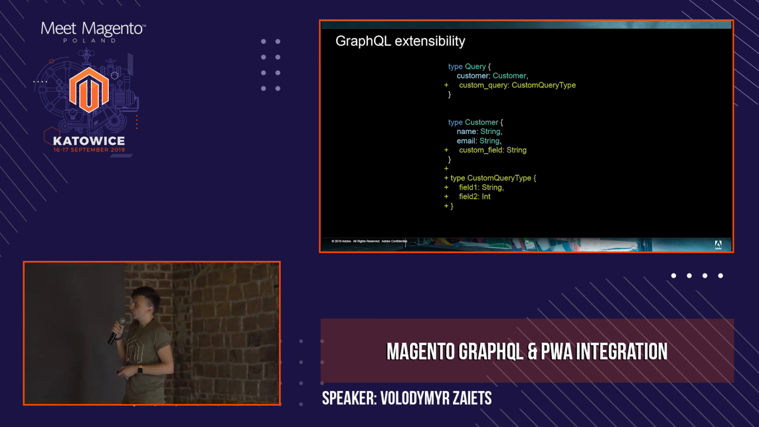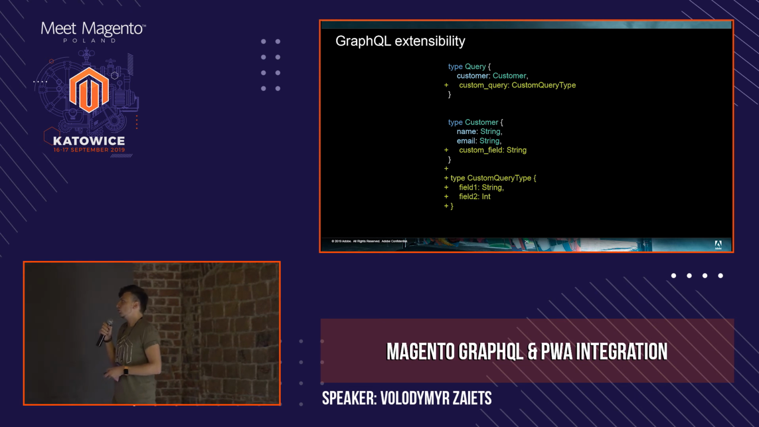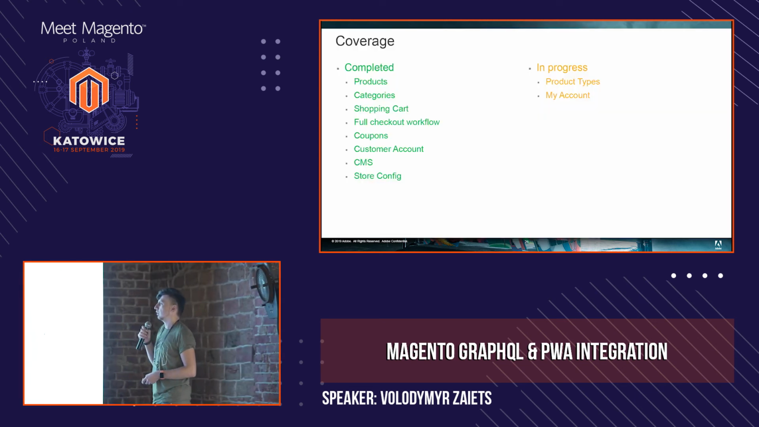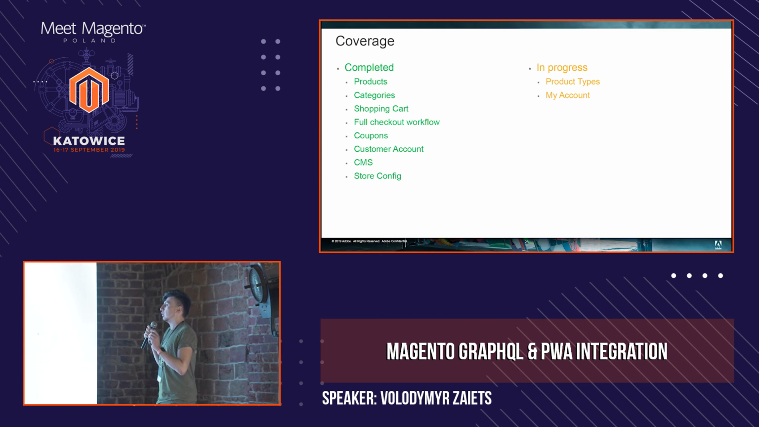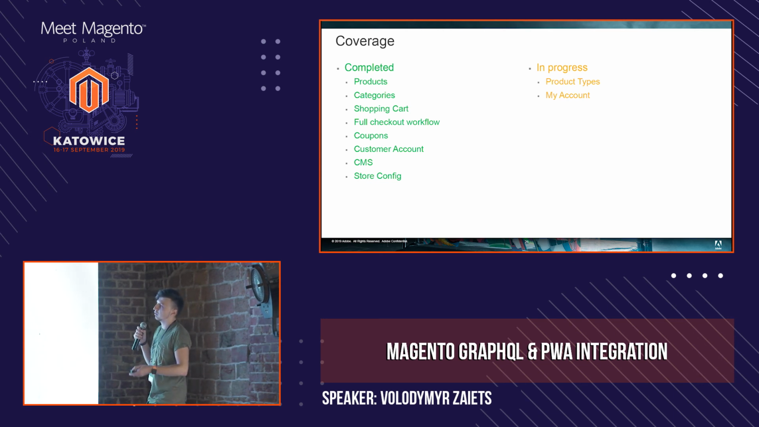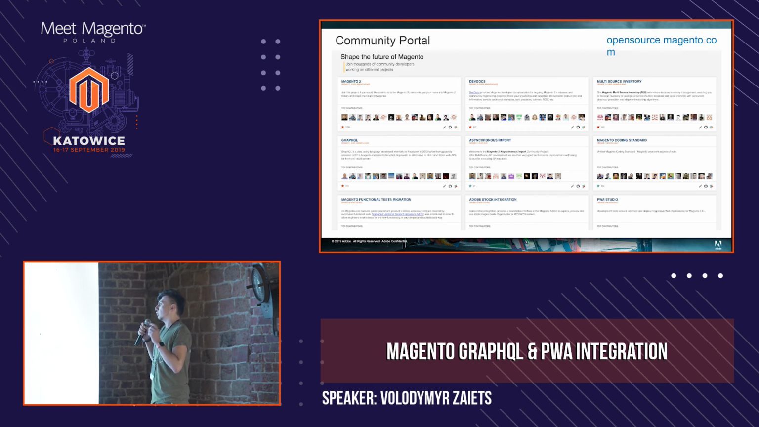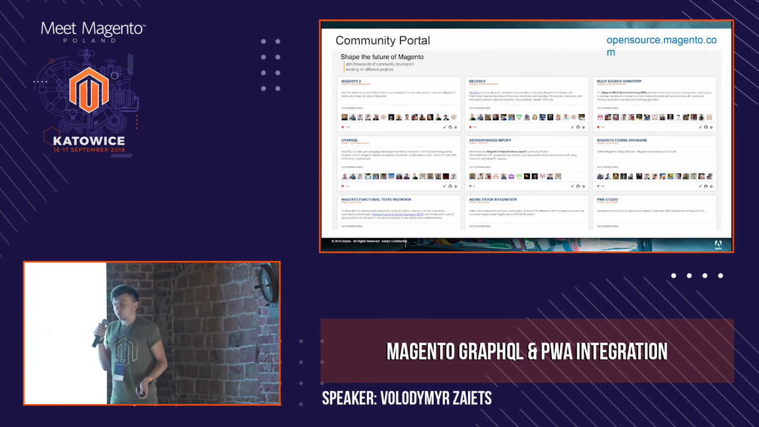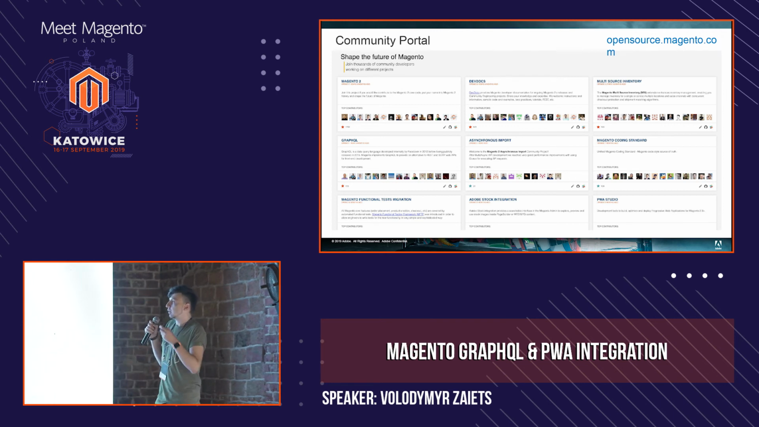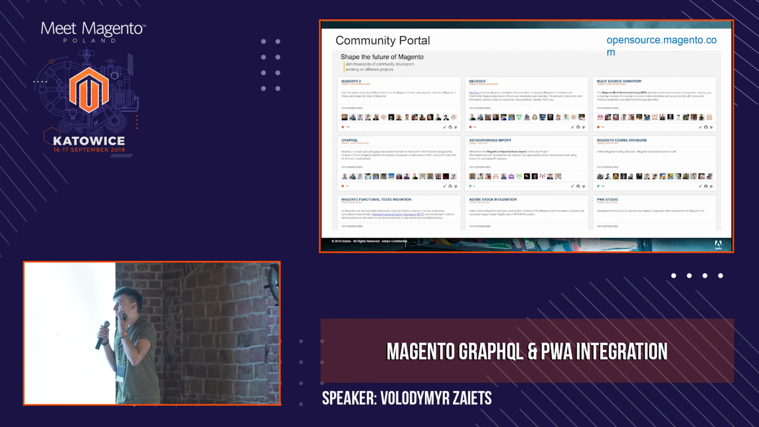Okay, let's look at what is already covered by GraphQL and what we are working on. Currently we can use GraphQL to get data for products, categories, shopping cart, checkout workflow, etc. And we are currently working to cover all product types and all features of My Account. Again, the full list of what is already done you can see in the documentation. I will provide the link.